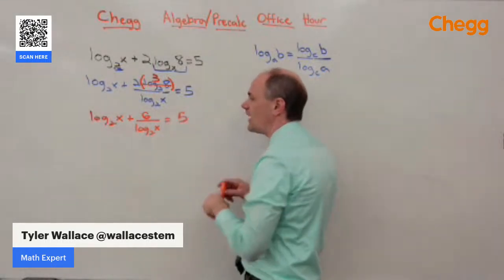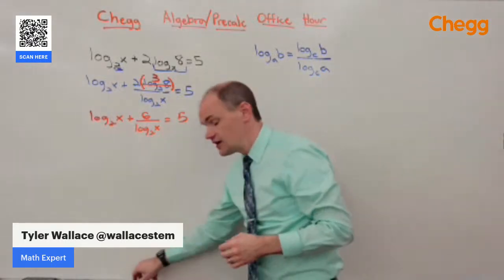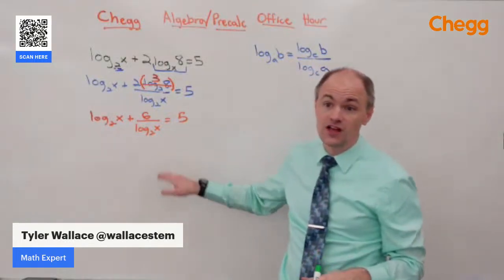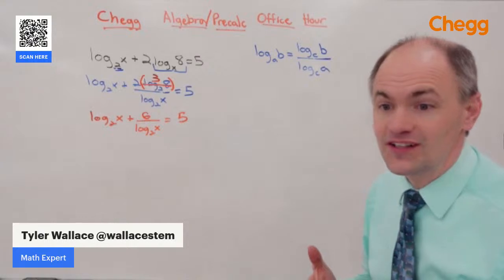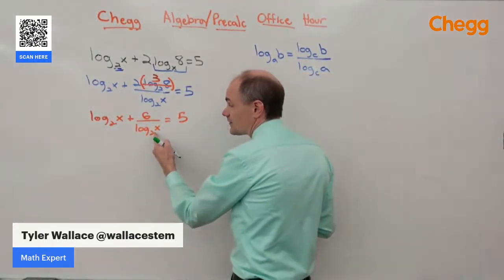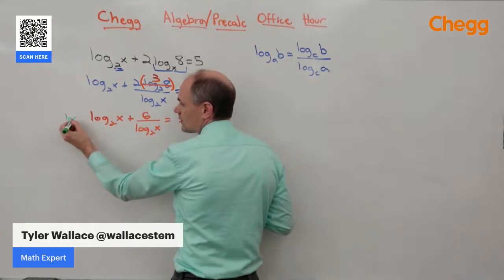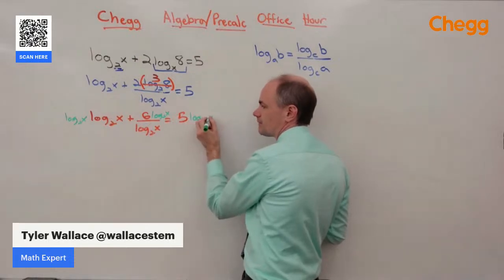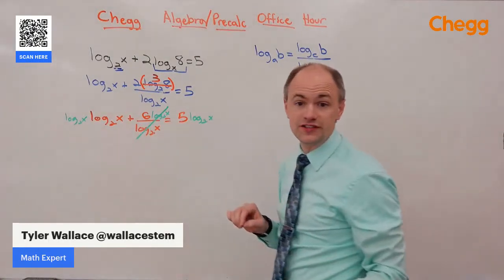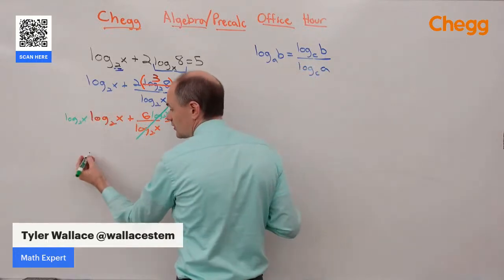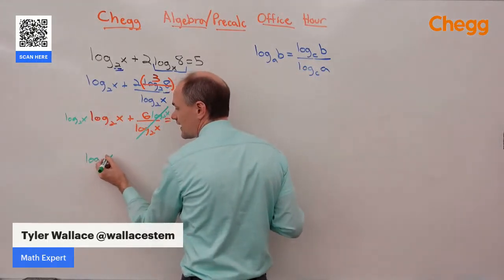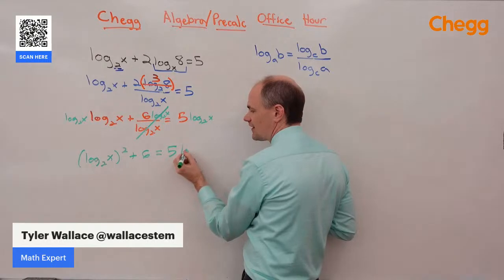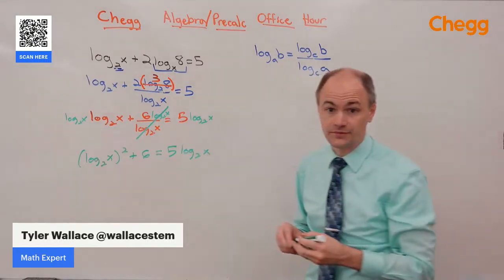And then the next annoying thing that I want to take care of is the fact that I've got this fraction here. These fractions make the solving a lot more difficult. So what are we going to do? We can multiply everything by this denominator. We can multiply by log base 2 of x all the way across. And when I do, it's going to reduce out in the middle, leaving me with log times log. Well, that is log base 2 of x squared plus 6 equals 5 times log base 2 of x.